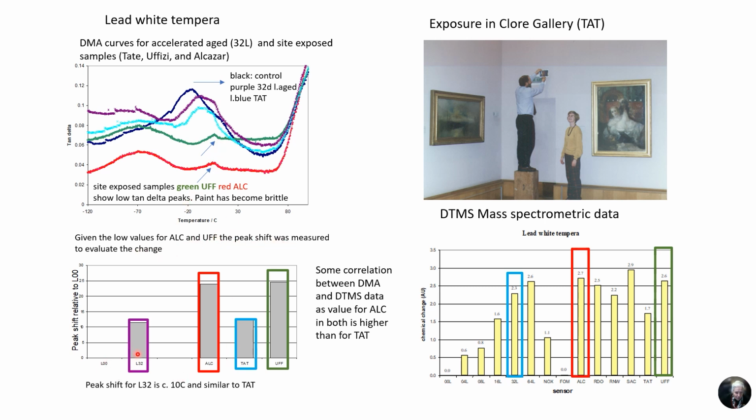And so there's the peak shift. And again, Alcazar comes out to have a higher peak shift, and Uffizi, than the Tate, which is a more controlled environment. And again, we see some correlation with the mass spectrometric data. So the Alcazar has a high response together with Uffizi, whereas Tate has a lower response. And here we see actually the exposure of these paint dosimeters by Stephen Hackney and Joyce Townsend in the Clore Gallery.